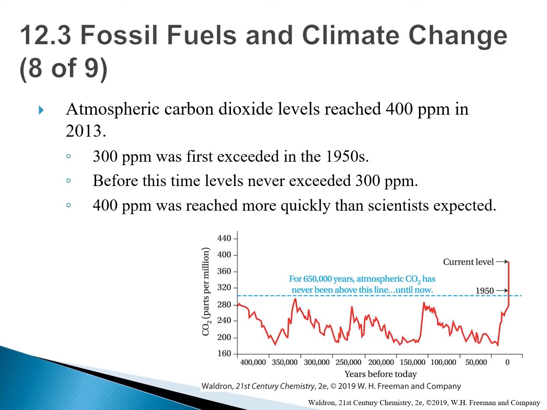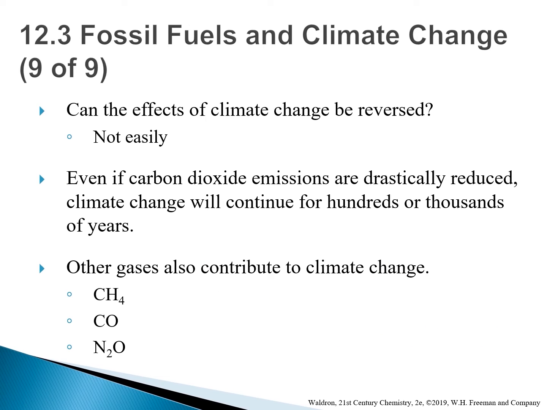Atmospheric carbon dioxide levels reached 400 parts per million in 2013. Throughout the history of our planet, carbon dioxide levels have gone up and down, but they have stayed mostly in the 180 to 300 parts per million range. The 300 part per million mark was passed before the 1950s, and the next milestone was the 400 part per million mark. The 400 part per million mark was a big deal because we reached it very quickly, much faster than scientists expected.